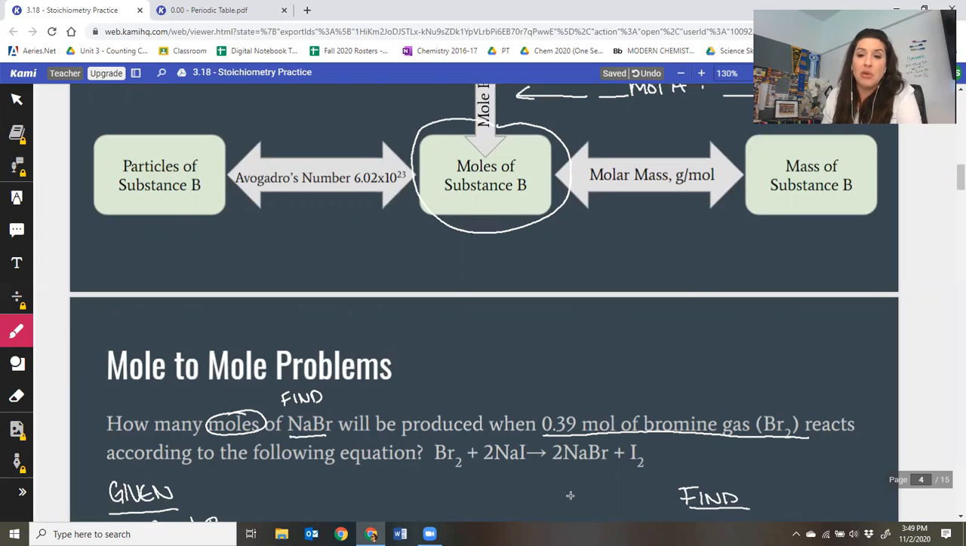So we need to make sure we determine the mole ratio. I see 1 mole of bromine is going to react to produce 2 moles of NaBr. So write down your given, write down your find, write down the mole ratio that compares the reactant to the product, and see if you can set this up on your own. I'll pause the video and you do the same, and we'll see how you did.